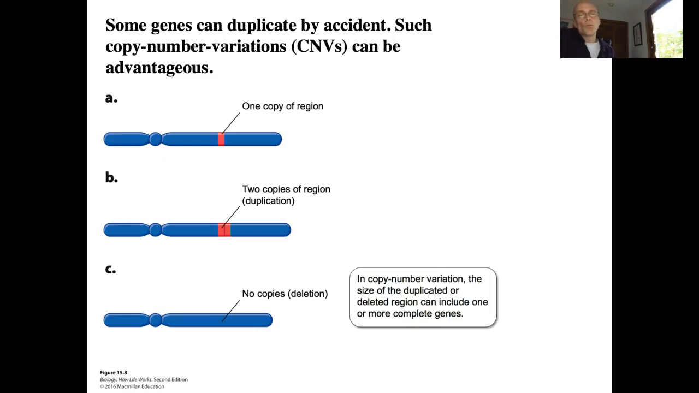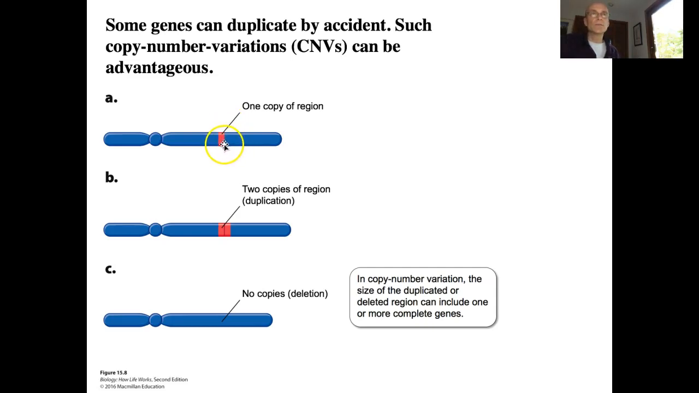Another way variation can occur between two different individuals is not through a SNP, not through a mutation like a truncation or a deletion mutation, but by something called a copy number variation mutation. So what's a copy number variation mutation? A copy number is basically the number of copies of a gene that exists on a chromosome.